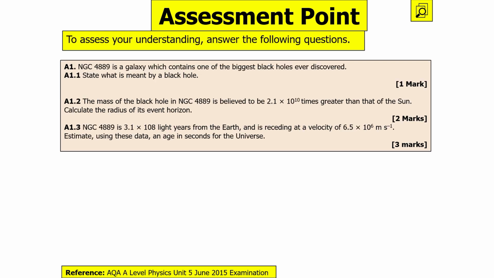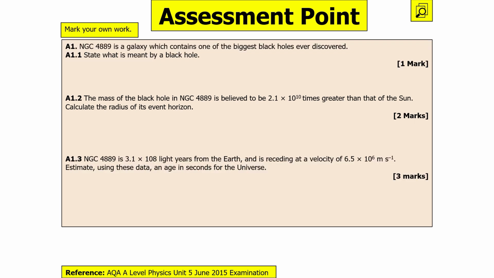The next question says, NGC 4889 is a galaxy which contains one of the biggest black holes ever discovered. State what is meant by a black hole. Then the mass of a black hole in NGC 4889 is believed to be 2.1 times 10 to the 10 times greater than that of the Sun. Calculate the radius of this event horizon. And then NGC 4889 is 3.1 times 10 to the 8 light years from the Earth and is receding at a velocity of 6.5 times 10 to the 6 meters per second. Estimate, using these data, an age in seconds for the universe. So pause the video now, then unpause the video when you want to go through your answer.